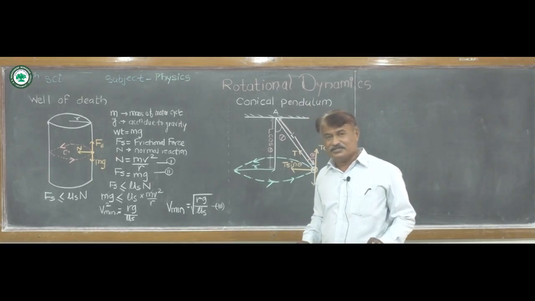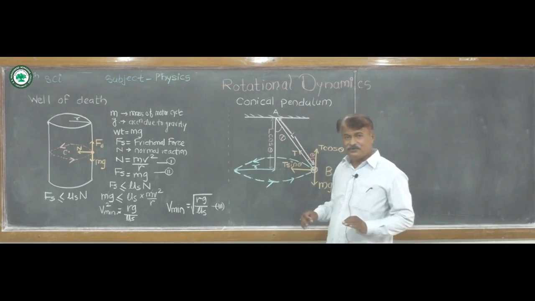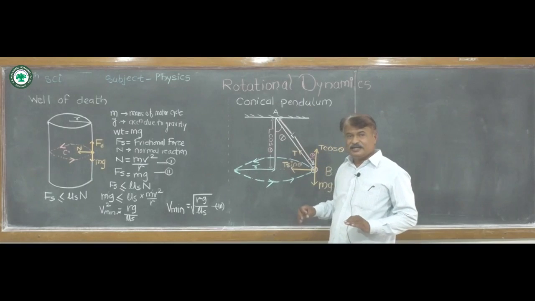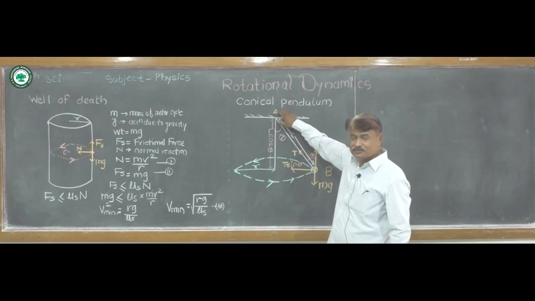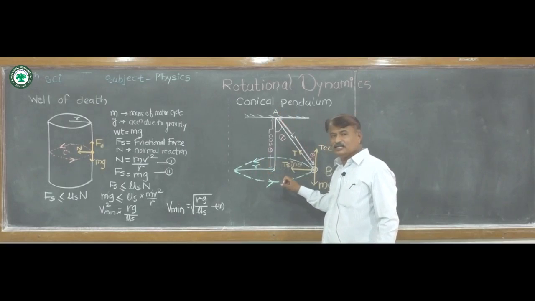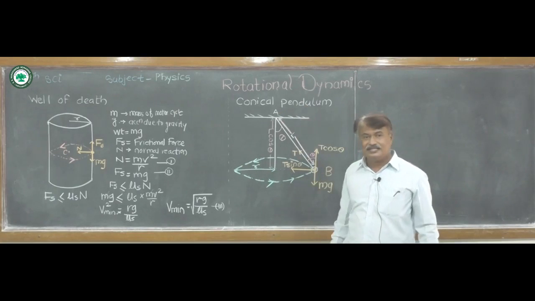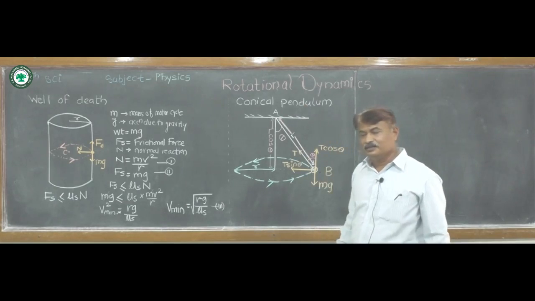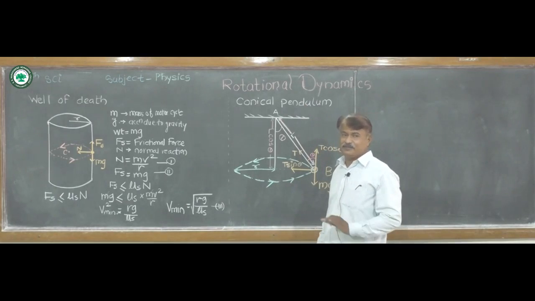Very simple definition. So what is a conical pendulum? A conical pendulum is a simple pendulum in which a heavy sphere is suspended from a rigid support and the bob revolves along a horizontal circle with constant linear speed. That pendulum is called a conical pendulum. Now we have to derive an expression for the period of a conical pendulum.